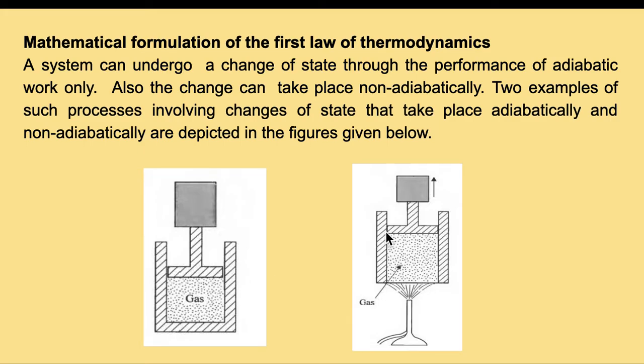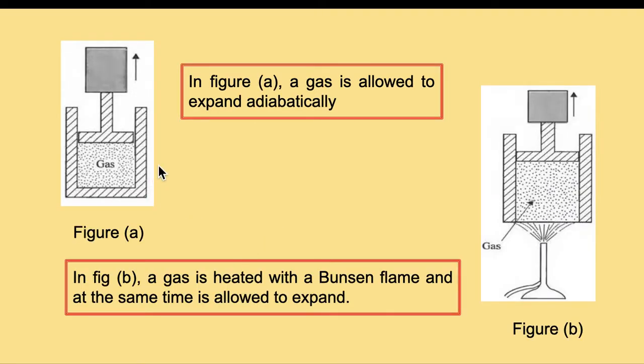And here you can see adiabatic wall, adiabatic wall, adiabatic wall, but this is a diathermic wall. That means you can increase the temperature of the system by placing a Bunsen burner. That means you can heat it, and when you heat it, this piston can expand. That means it can perform work. So this is a way of non-adiabatic work, and this is adiabatic work. So you can see that in figure A, a gas is allowed to expand adiabatically. And in figure B, the gas is heated with the Bunsen flame, and at the same time it is allowed to expand. You can see the differences.